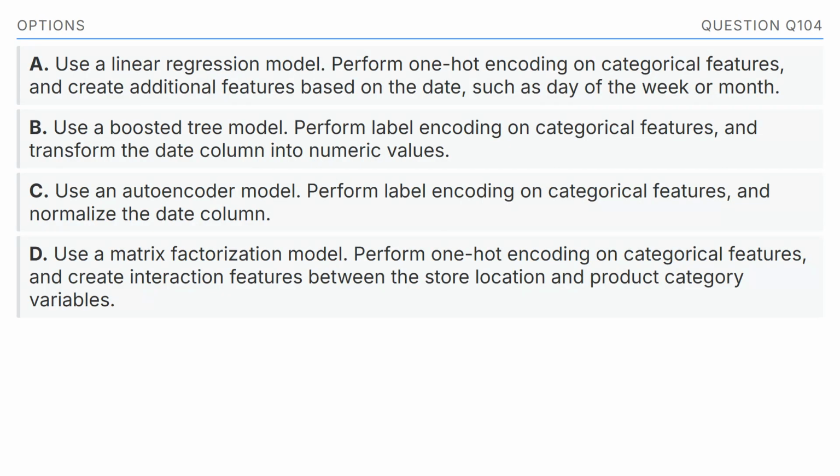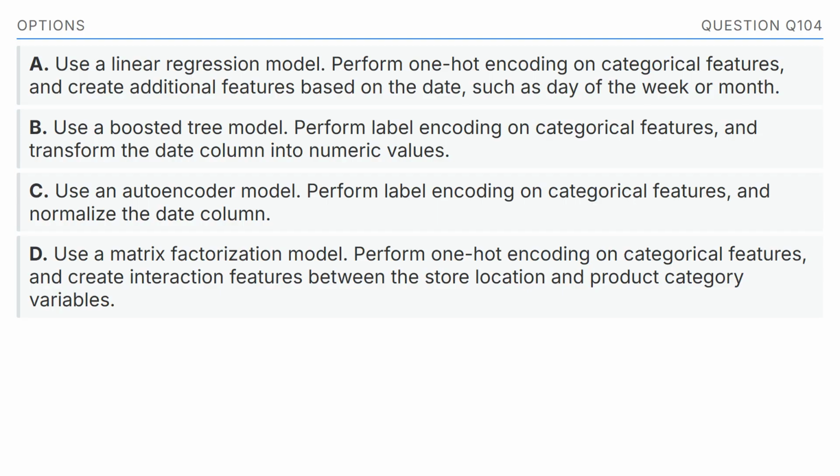The options are: Option A, use a linear regression model. Perform one-hot encoding on categorical features, and create additional features based on the date, such as day of the week or month. Option B, use a boosted tree model. Perform label encoding on categorical features, and transform the date column into numeric values.